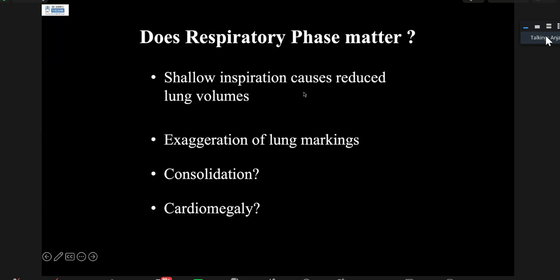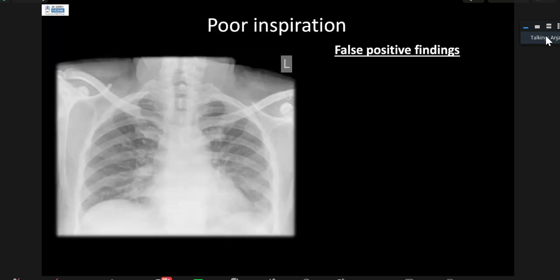So shallow inspiration causes reduced lung volumes. So certain lesions can be masked, and that can result in some exaggeration of lung markings. When the lung markings, which are actually widely spaced blood vessels, come crowded together, you might get an impression: is some consolidation happening? Is something more than normal happening? And also when the lung volumes are small, it gives a false appearance of cardiomegaly. Okay, so these are the downsides.